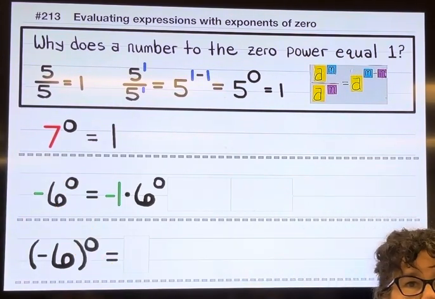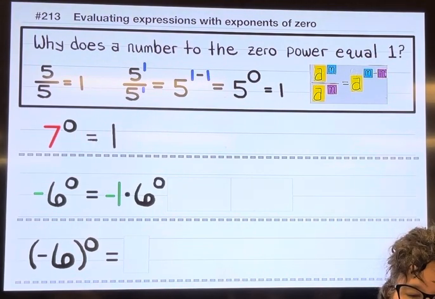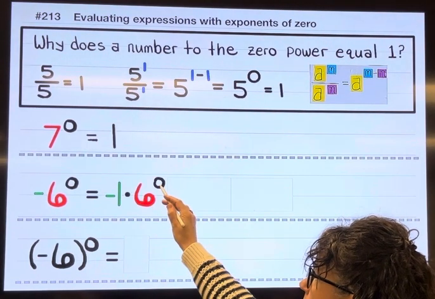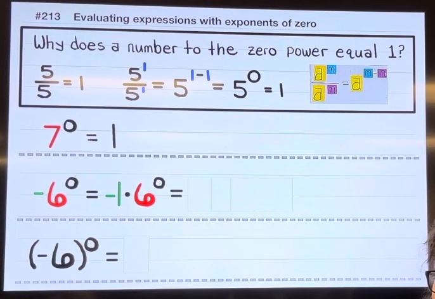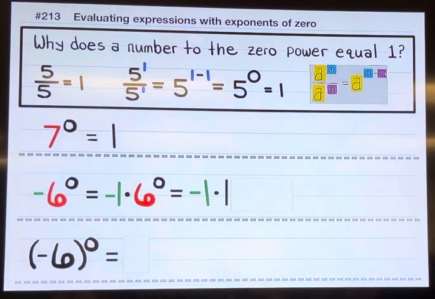The order of operations tells us that we have to perform exponents before multiplication. So I'm going to highlight this 6 in red because that's the number that we're talking about of the any number to the 0 power equals 1. So this ends up being -1 multiplied by 1, because 6 to the 0 is 1, and then -1 times 1 is equal to -1.